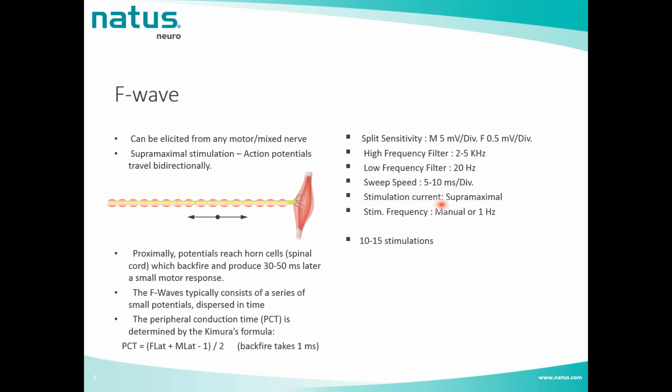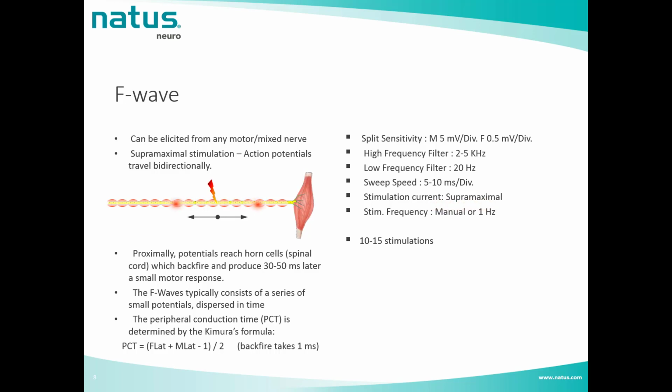Out of those responses, we can calculate what is called the peripheral conduction time, as described by the Kimura formula, that takes into account the motor latency, the F latency, and the duration it takes to backfire within the spinal cord. On the right side, you can see the different settings for the F wave. As you can see, we have a split sensitivity.